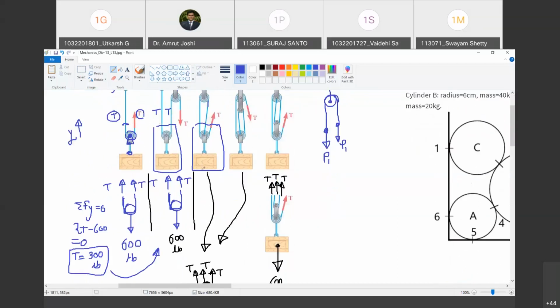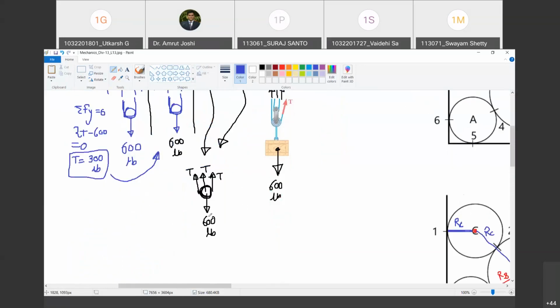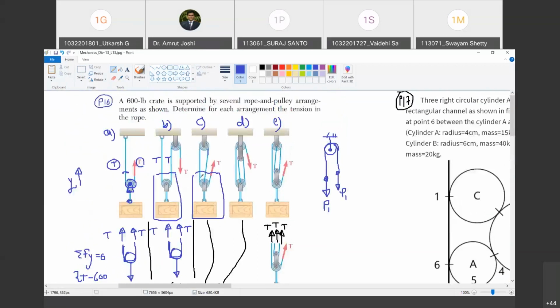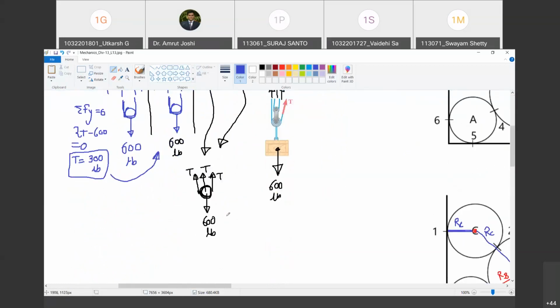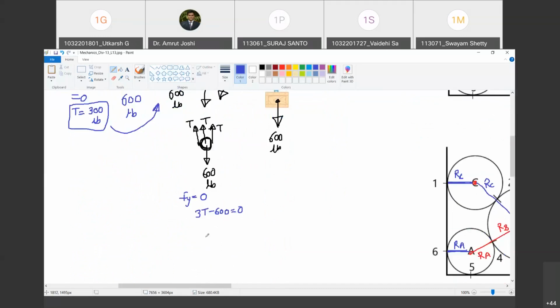So now how does the free body diagram look like of this pulley and this entire pulley system? You are going to have 600 pounds downwards and T, T and T, three T's upward. Do you agree with me? Yes, sir. So can I apply the equation of equilibrium? Yes, summation Fy equal to 0. That gives me 3T minus 600 equal to 0. So how much is T? 200. So T is equal to 200 pounds.